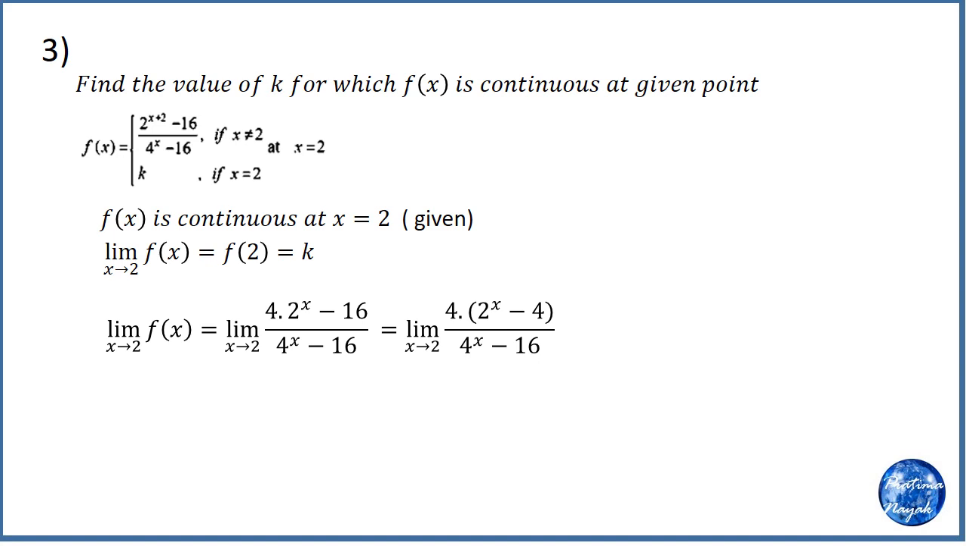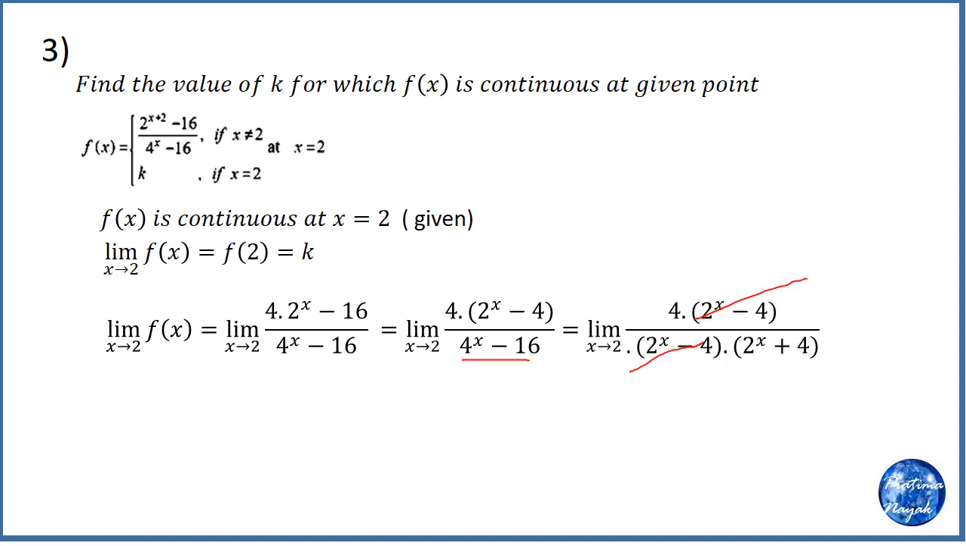So how much will be left? 2 to the power x minus 4 will be left. Now see, to get a limit, I'll factorize this, because this is becoming 0 when I'll put 2. So I'll factorize this. How to factorize? This is 2 raised to the power x square minus 4 square. So I can put the formula a square minus b square. I can get 2 raised to the power x minus 4 into 2 raised to the power x plus 4.